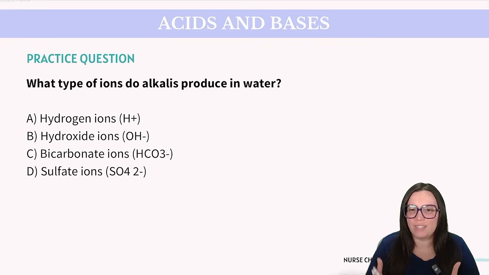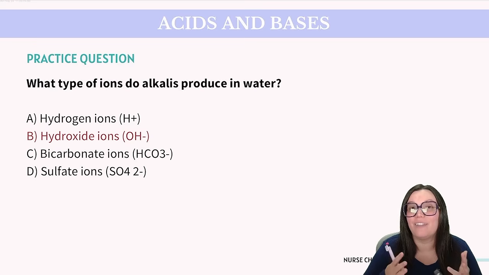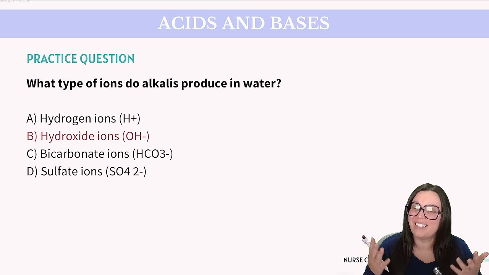So our question states, what type of ions do alkalis produce in water? Is it hydrogen ions, hydroxide ions, bicarbonate ions, or sulfate ions? And the correct answer is hydroxide ions. It's going to be B, because alkalis are a subset of bases, and when they dissolve in water, they produce hydroxide ions contributing to their basic nature.